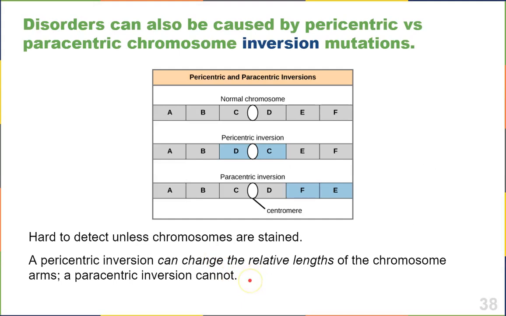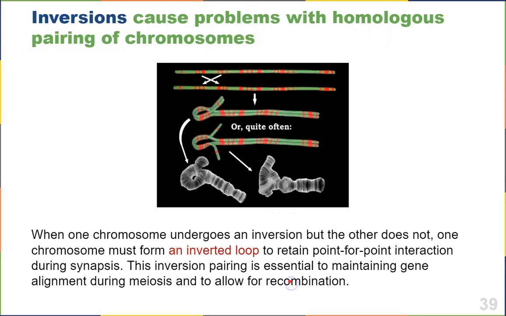Disorders can also occur through inversion mutations. If something happens on the chromosome where a portion of it is flipped around, that can cause an abnormality in genetics. If we have AATT here and we flip it, and then it's TTAA, that's not going to code the same way. We have to stain chromosomes to see if there is an inversion, so it's kind of hard to detect, but it is a real thing.